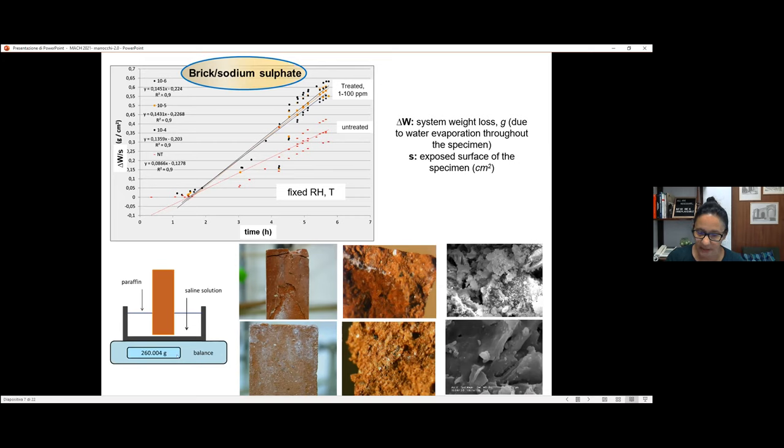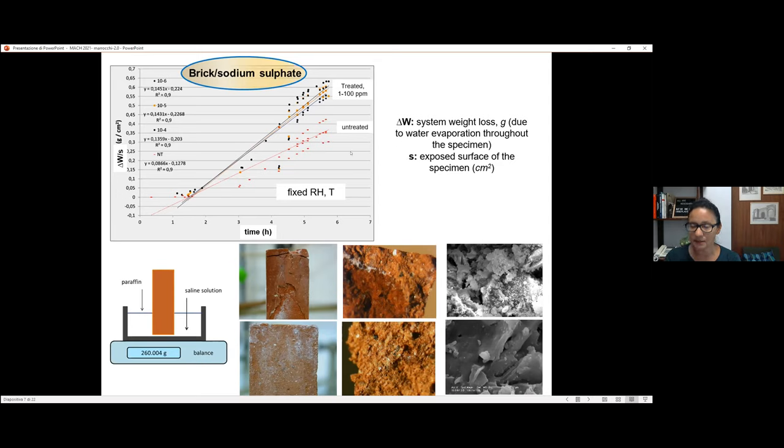We use the sealed beaker, so the flow of the solution is forced to go only through the slab. We plotted the weight loss by water evaporation per unit of exposed surface area at different time intervals, and here are the results of the plot.